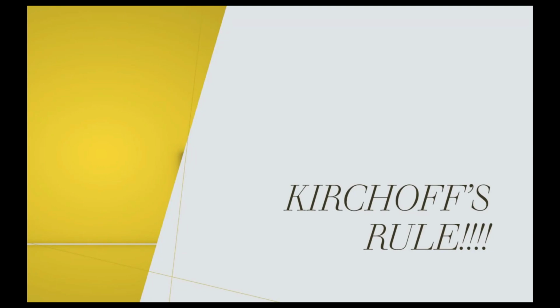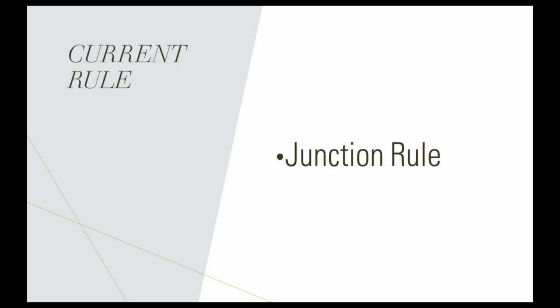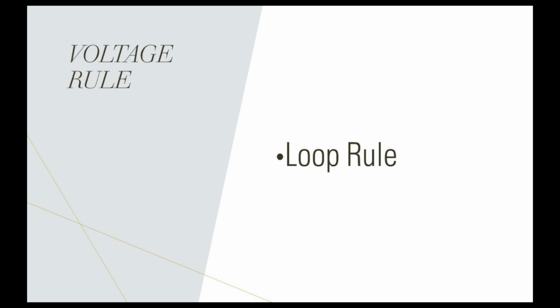Okay, let's talk about Kirchhoff. They actually have two rules. The first rule, sometimes called the current rule, is also sometimes referred to as the junction rule. The second rule is the voltage rule, sometimes referred to as the loop rule. Once you start seeing what these rules are, you will find that there are connections between current and junction, voltage and loop.